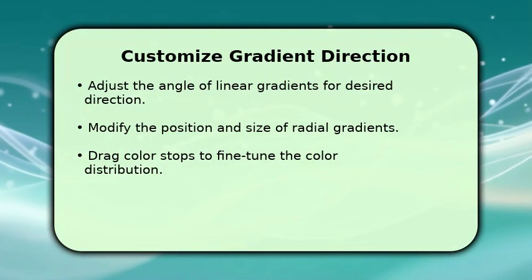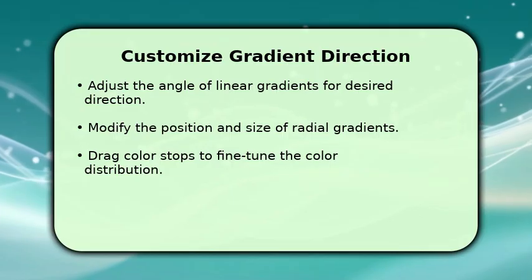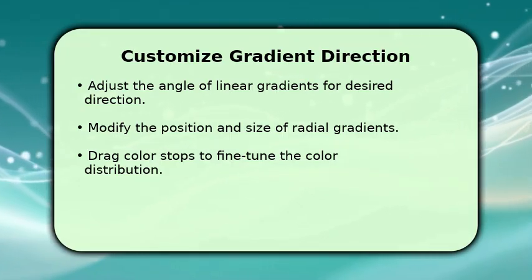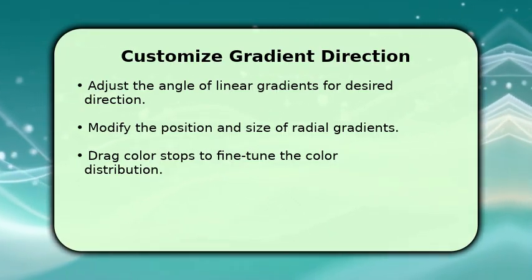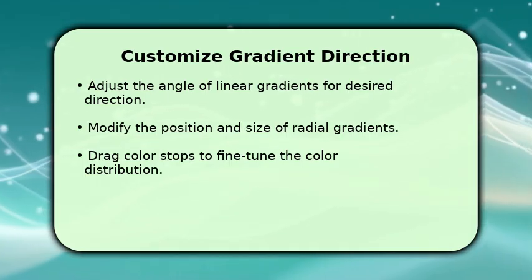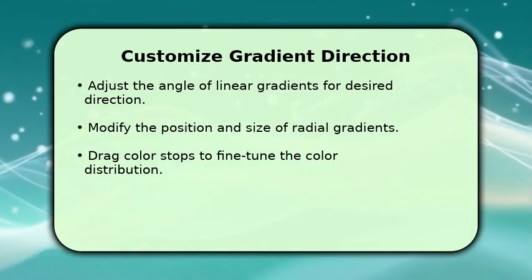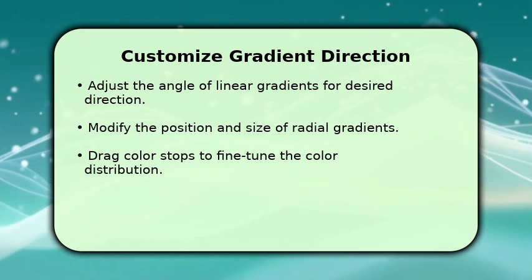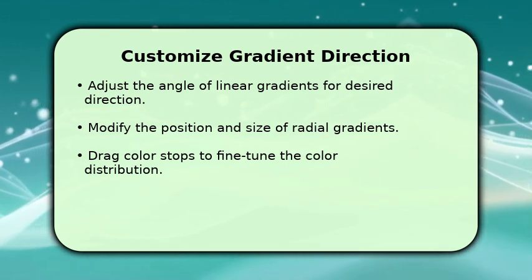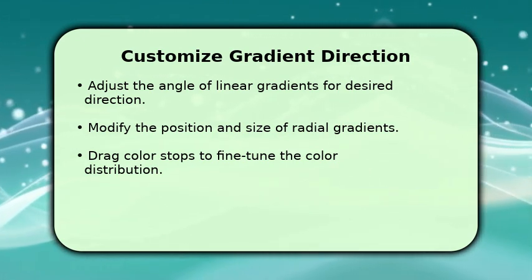For linear gradients, you can easily adjust the angle to control the direction of the color flow. You can drag a dial, use 45-degree increment arrows, or input a specific degree value. For radial gradients, you can modify their position and size to control the center and spread of the gradient.